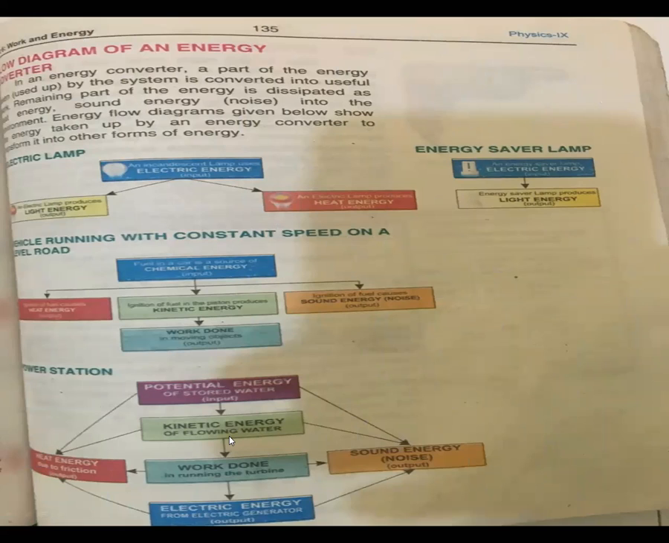When the moving water possesses kinetic energy, this kinetic energy can turn our turbines, and when the turbines turn, they generate the electrical energy which we use in our houses, industries, or factories. So this is the end of topic 6.7.